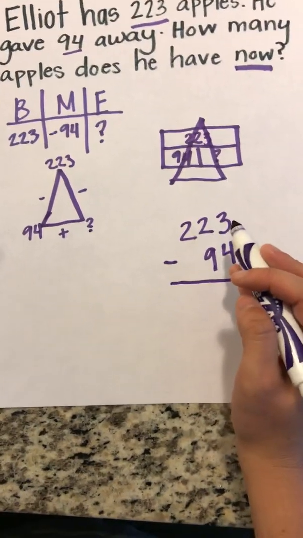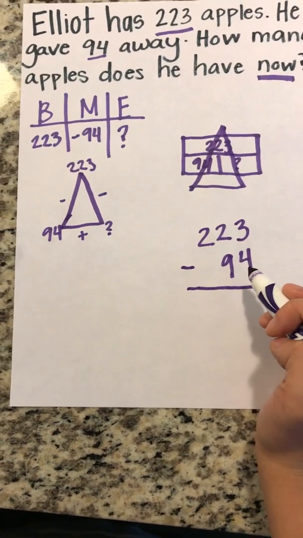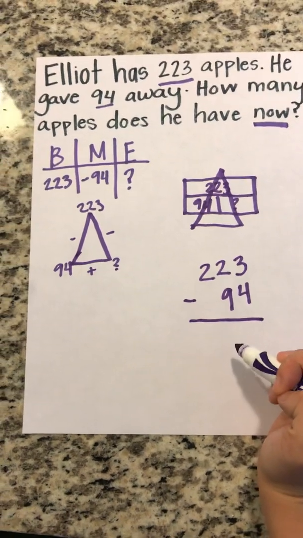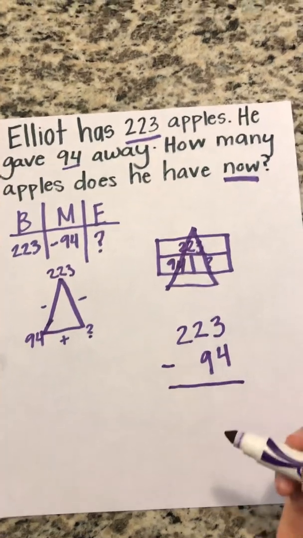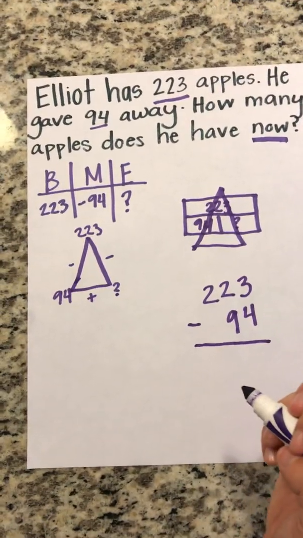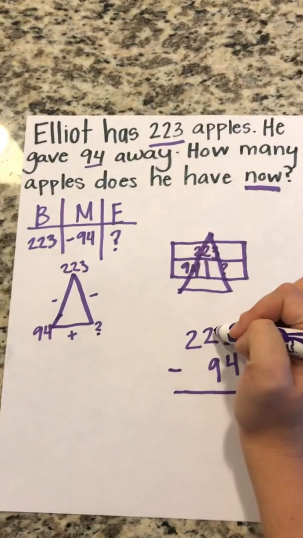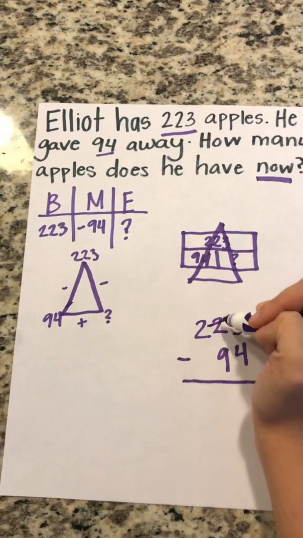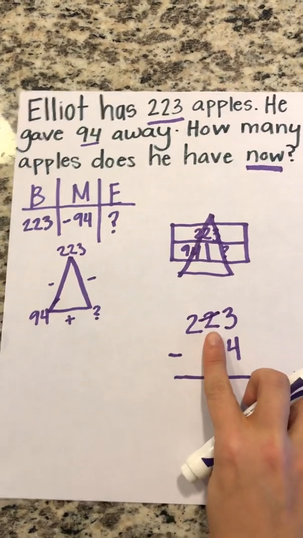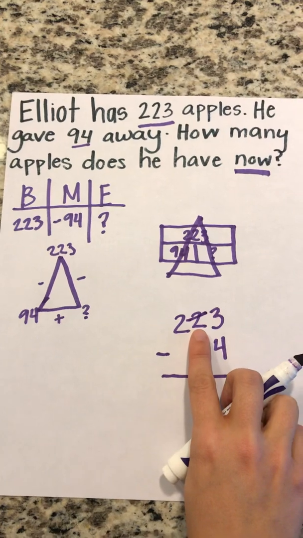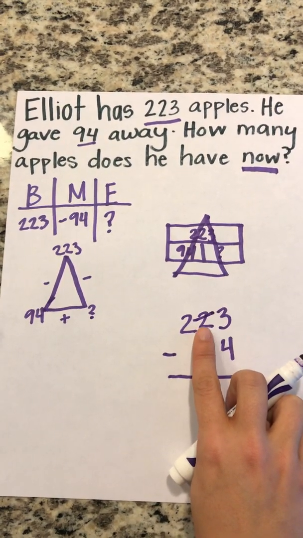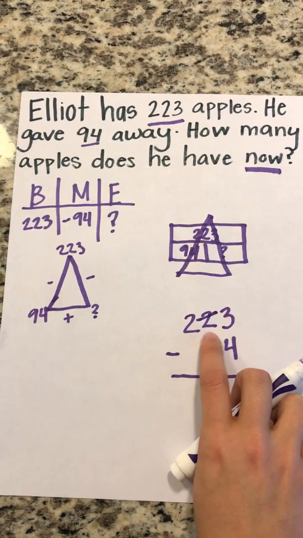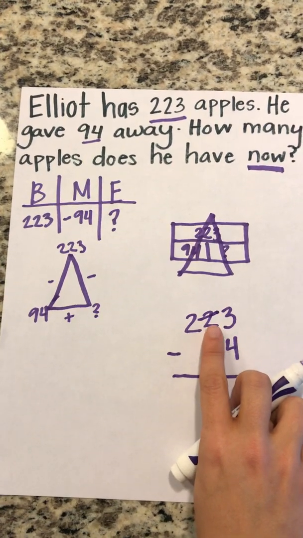Okay, so 3 minus 4. Is that possible? No, I can't take 4 away from 3. That would put me in all kinds of trouble. So I'm gonna have to go to my next door neighbor and say, I need to borrow a 10 from you, because this is technically in the tens place, right? I'm gonna need to borrow a 10 from you, Mr. 23.